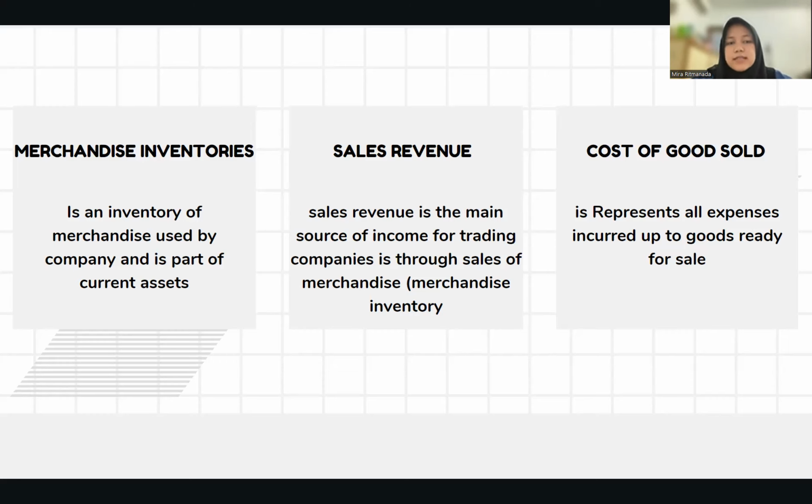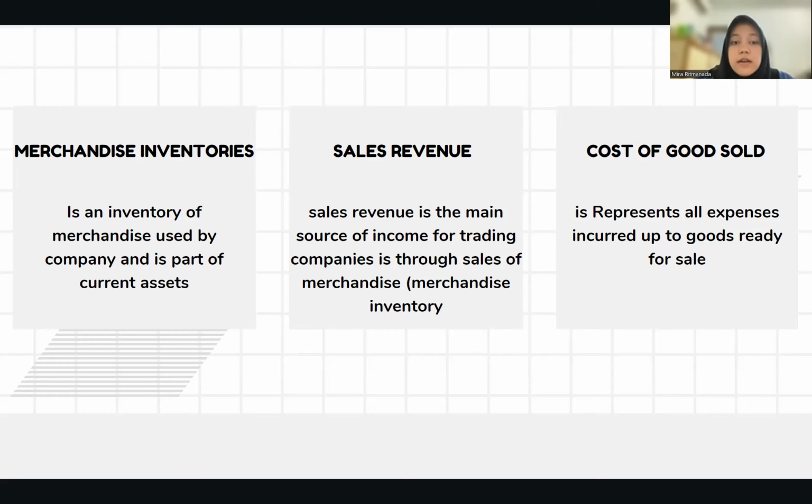What is merchandise inventory? It is an inventory of merchandise used by the company and is part of current assets. Current assets themselves are assets of the company that can be converted into cash in a short time.